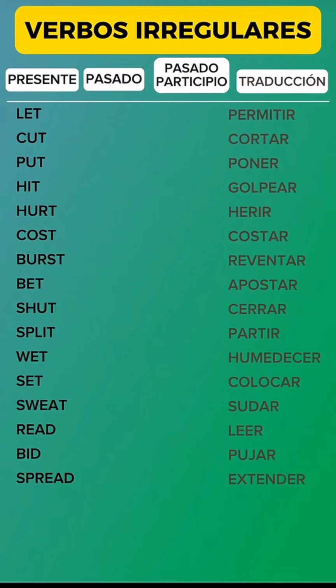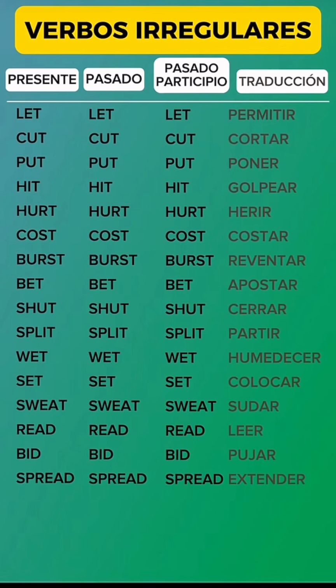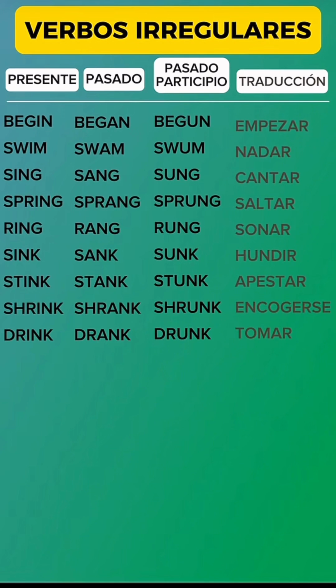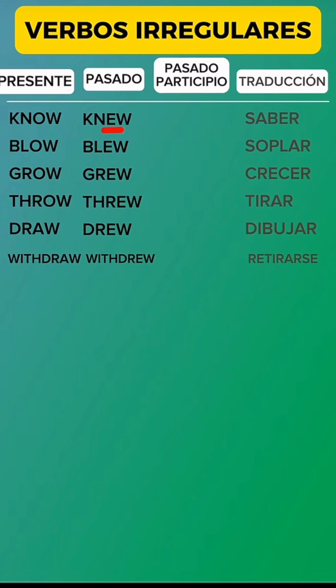Okay, let's see the list. So this is the easiest one. If the verb finishes in T or D, the past and the past participle are gonna be exactly the same. This is the other case. If the verb has I, the past is gonna be in A. Begin, began. The past is A and the participle is U. Begin, began, begun.